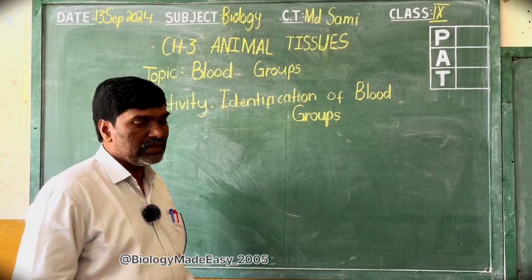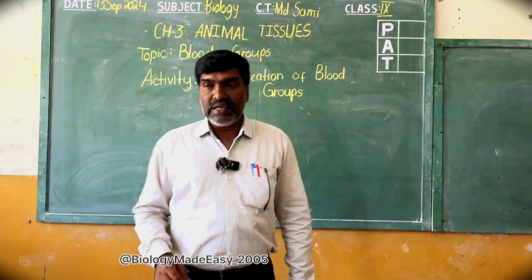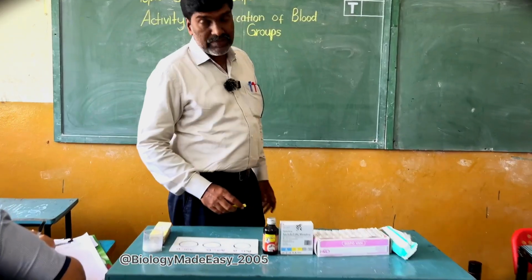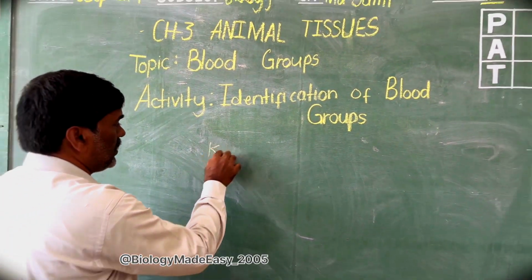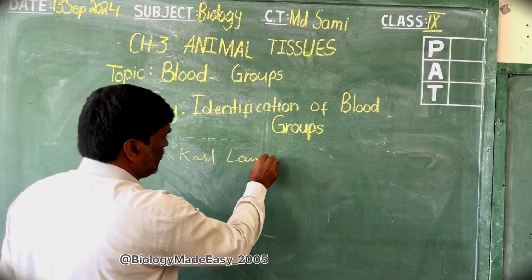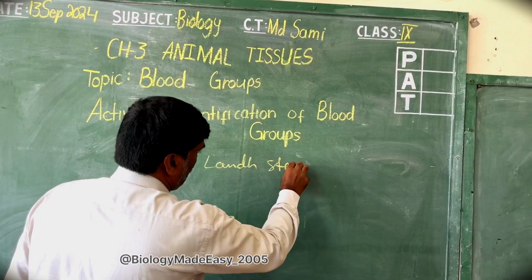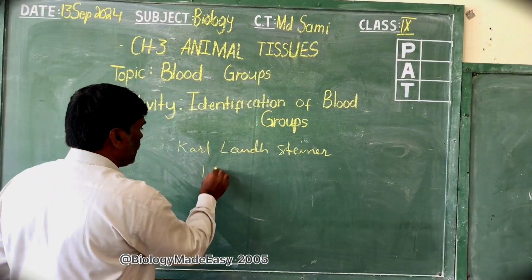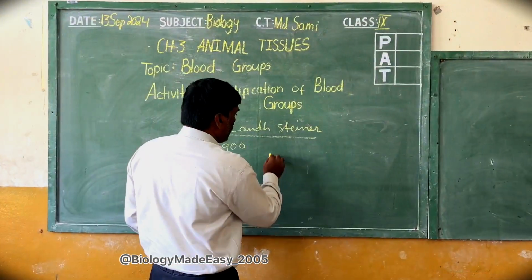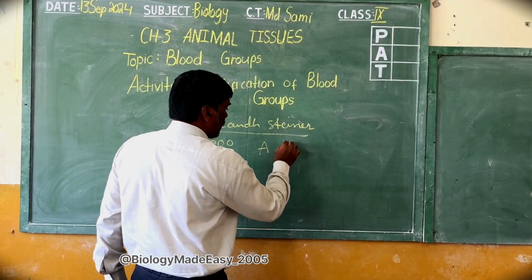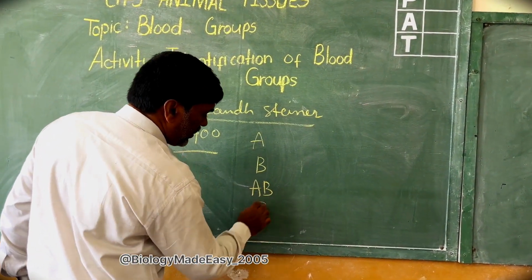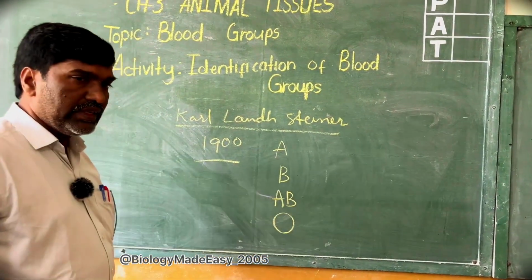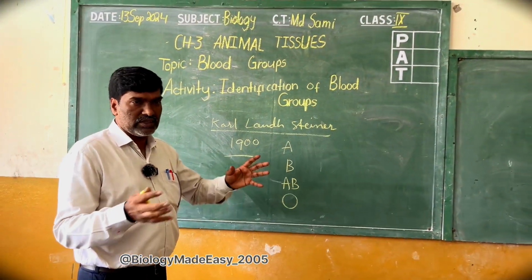Okay, children. Here, if you observe carefully, there are 4 blood groups, observed by the scientist named Carl Landsteiner in the year 1900. The 4 blood groups are A, B, AB and O groups. So he observed all these blood groups.